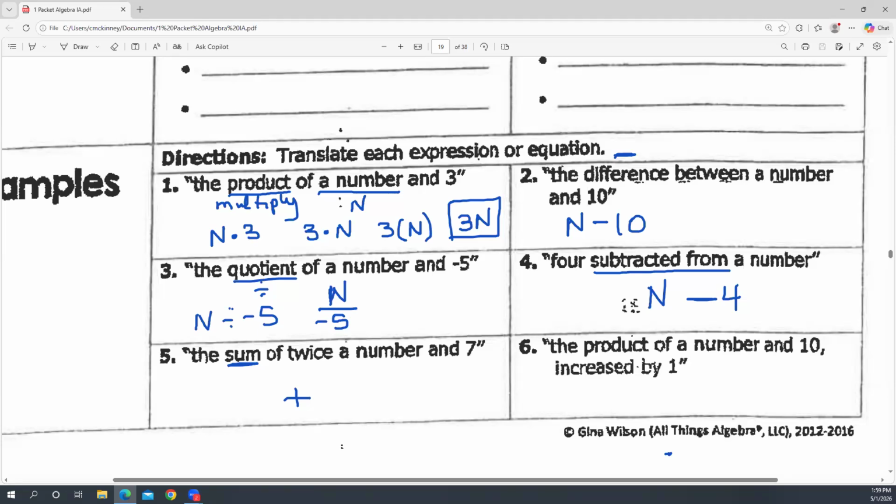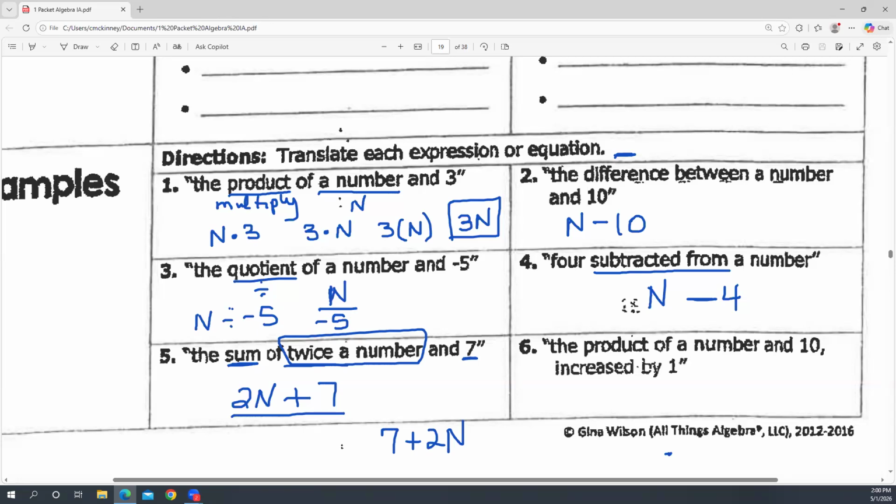I'm adding twice a number. Well, twice a number, we said, means 2 times some number. And what else is being added to that? 7. So it might be a little confusing. You might think, wait, plus, but now we're multiplying, but we are adding something that has been multiplied by 2 to the 7. Someone might write 7 plus 2n. That would be the same, but I think the order that it's written in probably makes more sense.